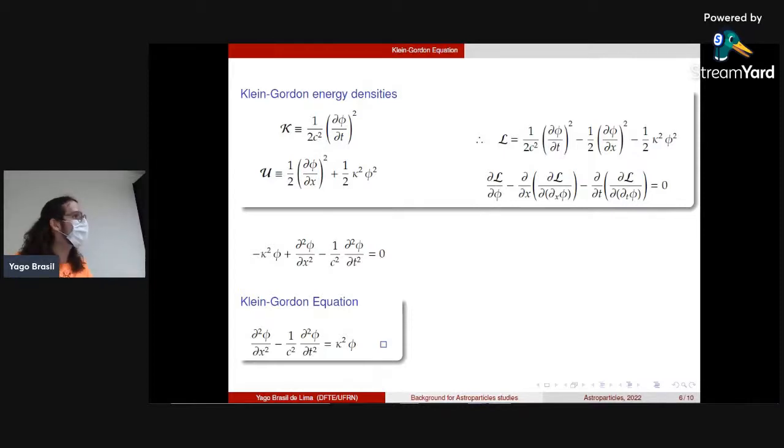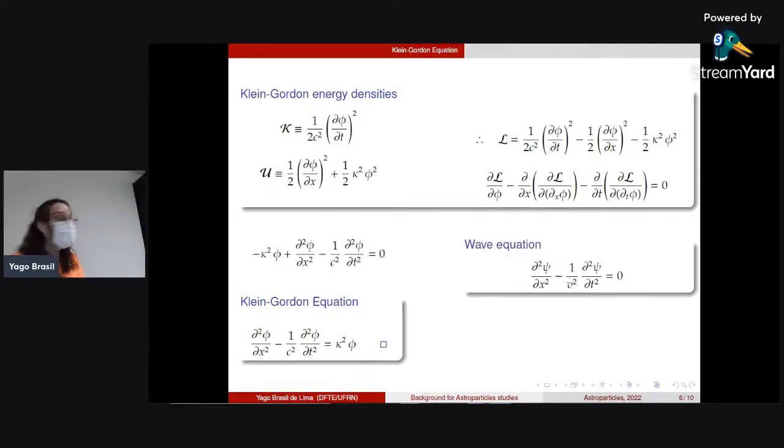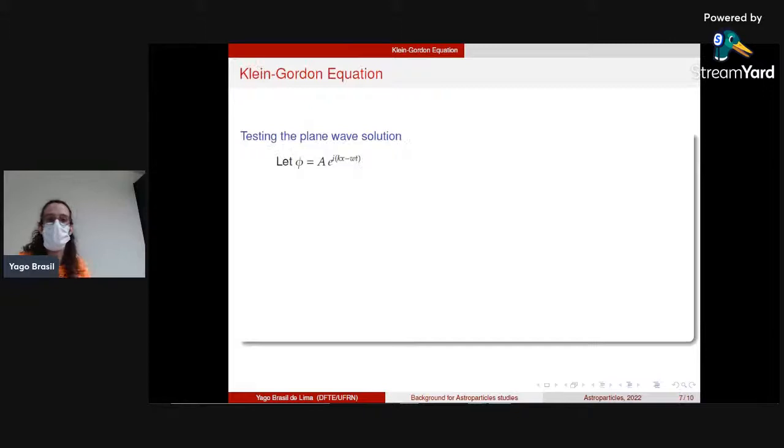And that equation is very similar to the equation that we already know, that is the wave equation. It is pretty much the same, but equal to 0. So my Klein-Gordon equation seems like a generalization of my wave equation. Using that idea, I can guess that the solution of my wave equation is also a solution of my Klein-Gordon equation. So I try to do that test. I will let my function be my plane wave solution using the complex exponential, and I will plug it into the Klein-Gordon equation and see what happens.